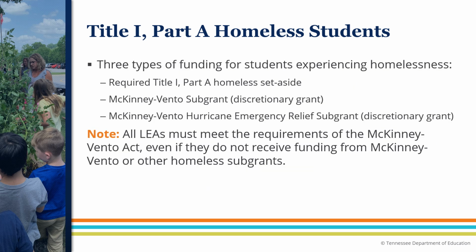And there are 3 types of funding. There's a required Title I Part A homeless set-aside. Those of you that have applied for the upcoming or are still receiving the McKinney-Vento subgrant, and those that had the Hurricane Emergency Relief subgrant due to flooding. And regardless if you receive McKinney-Vento funds, you are still required to meet the requirements of the McKinney-Vento Act with your homeless students.